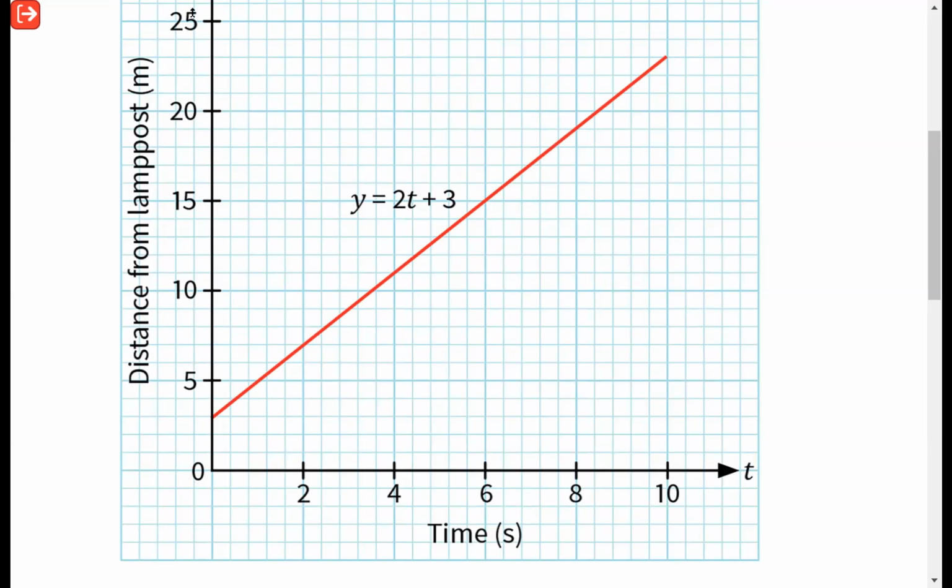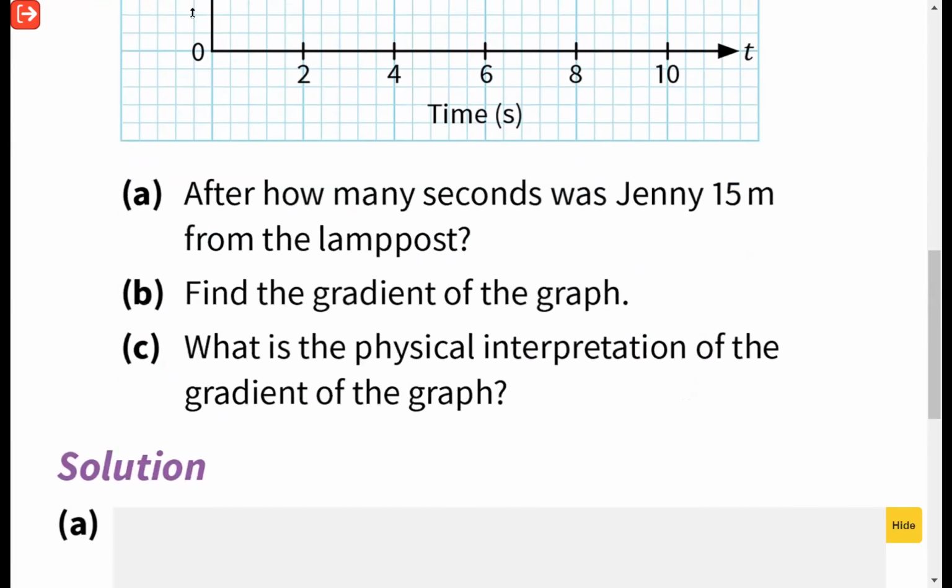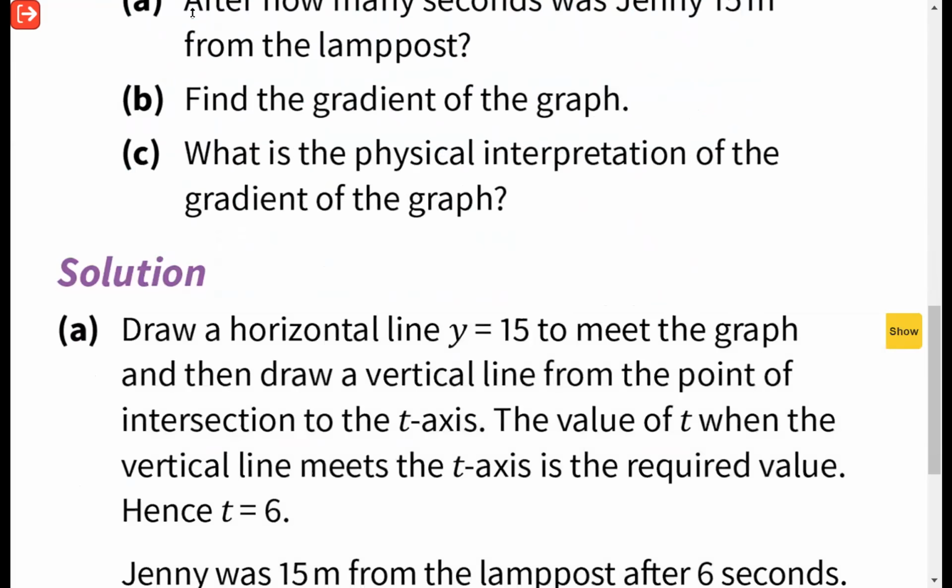Vertical, right? It already says that. The unit is in meters. We look at the vertical axis, we find 15. Okay, so draw a line at 15 and come down. It says 6. 6 what? 6 seconds. What do you think is the significance? What does it mean? What has 15 meters got to do with 6 seconds? Based on the graph, it means after 6 seconds, she is 15 meters away from the lamppost. So that is our first answer.